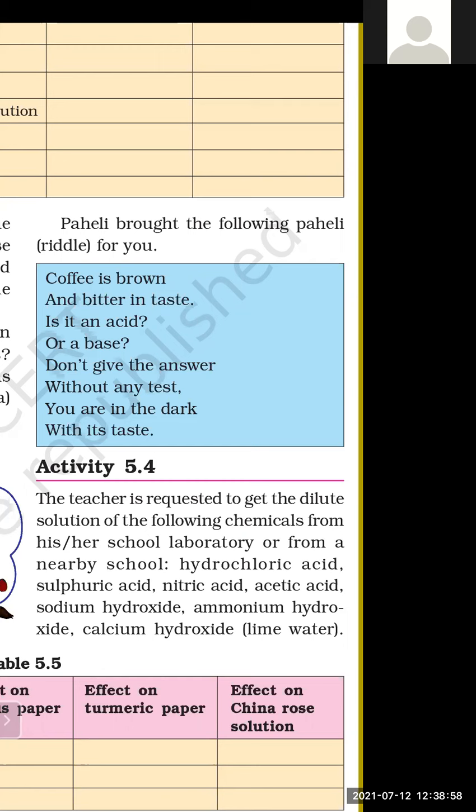But the taste of coffee is bitter. But bitter does not mean it is a base. With the help of an indicator, when we check, the coffee solution is found to be acidic in nature.